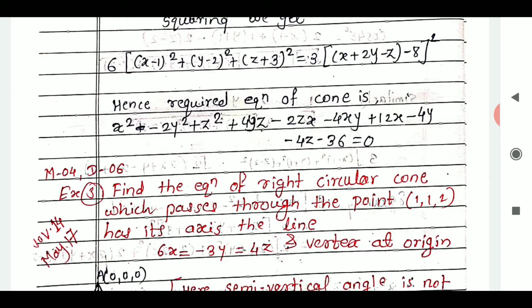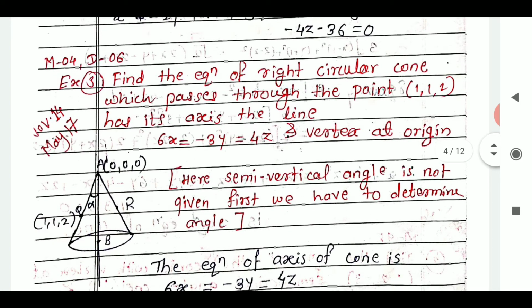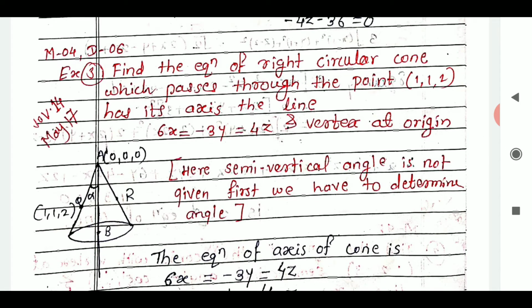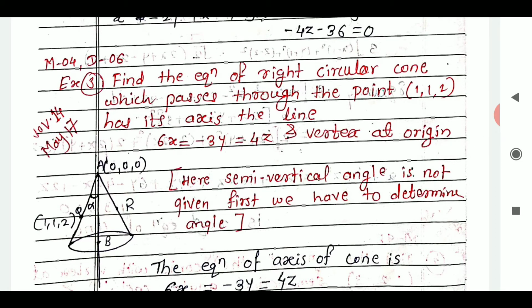Now, for finding the angle, we consider 2 points. If we are given the 2 points, then we find the direction ratios of AQ. Here we consider (1, 1, 2) as the point on the generator, and we know the vertex is (0, 0, 0). By using this we find the direction ratios of AQ, and we know the direction ratios of AB. Then by using these two direction ratios we find the angle theta. Now we see how to find this angle theta.